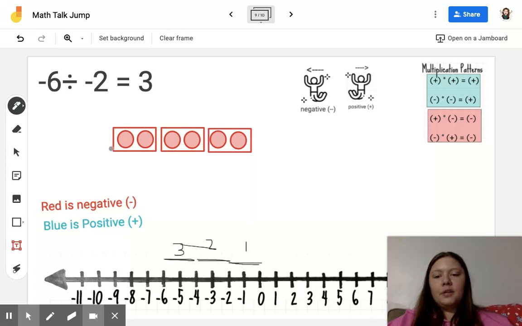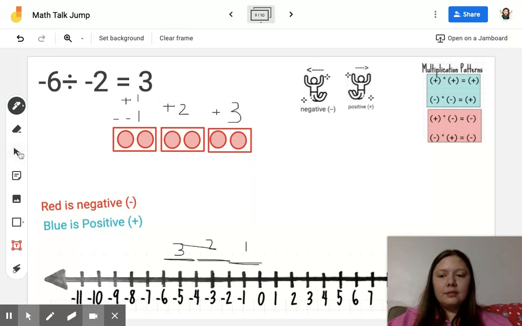Right? And you can look at that in these groups as well. There's a negative group, right? So that's like a positive group. Okay, so it's plus 1, plus 2, plus 3. All right, so a negative divided by a negative is going to equal a positive, because negative 2 fits into negative 6 3 times. All right, just like in multiplication, when we had a negative times a negative, it equaled a positive. When you have a negative divided by a negative, it's going to equal a positive.